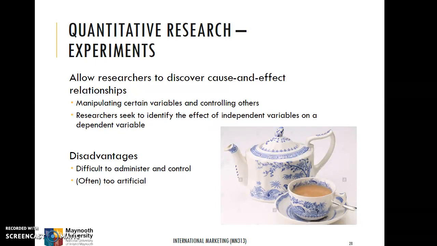It allows researchers to discover a cause and effect relationship. It's about manipulating certain variables and controlling others, and researchers seek to identify the effect of independent variables on dependent variables. In this case, the example I give you is the effect of milk first in a cup of tea, or tea first followed by milk in a cup of tea.